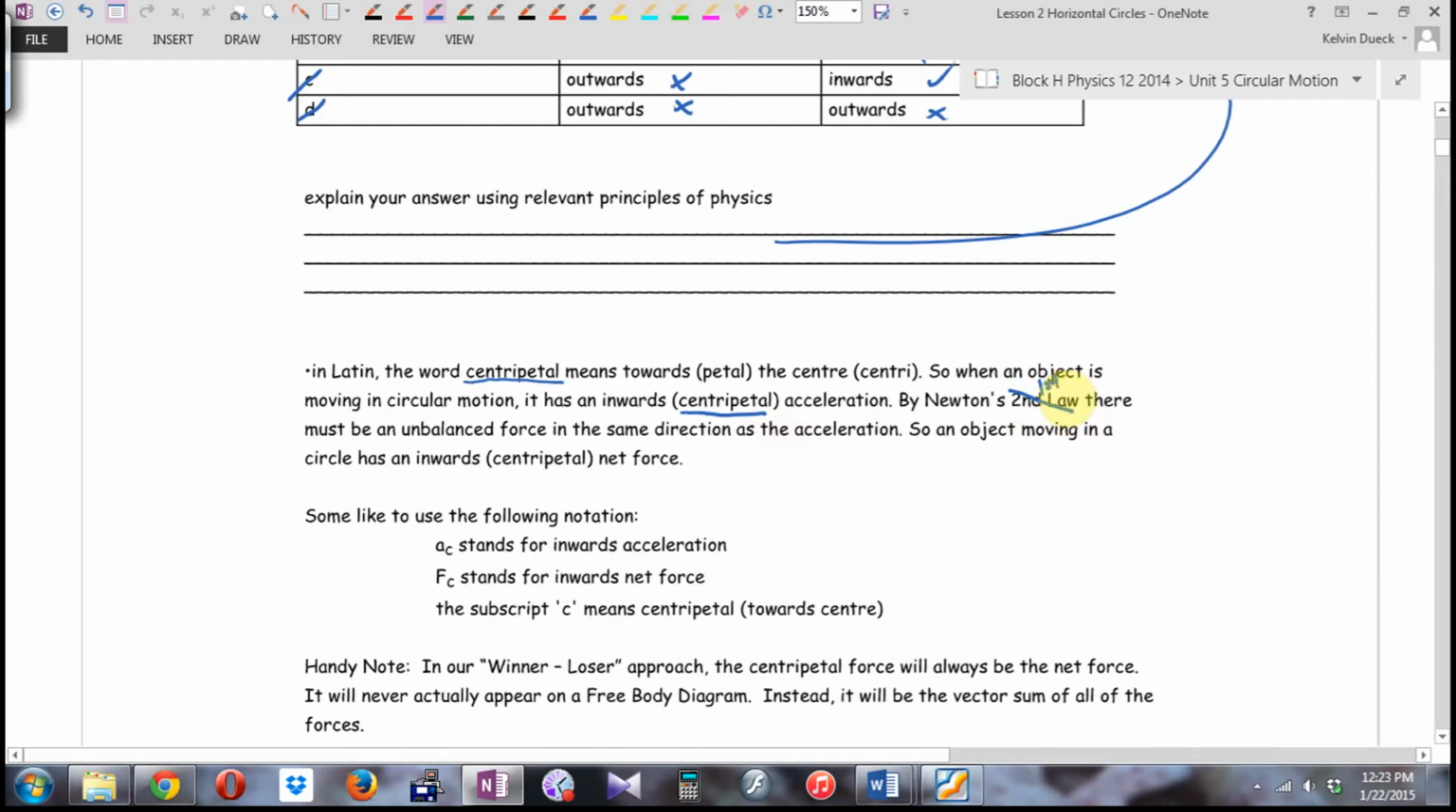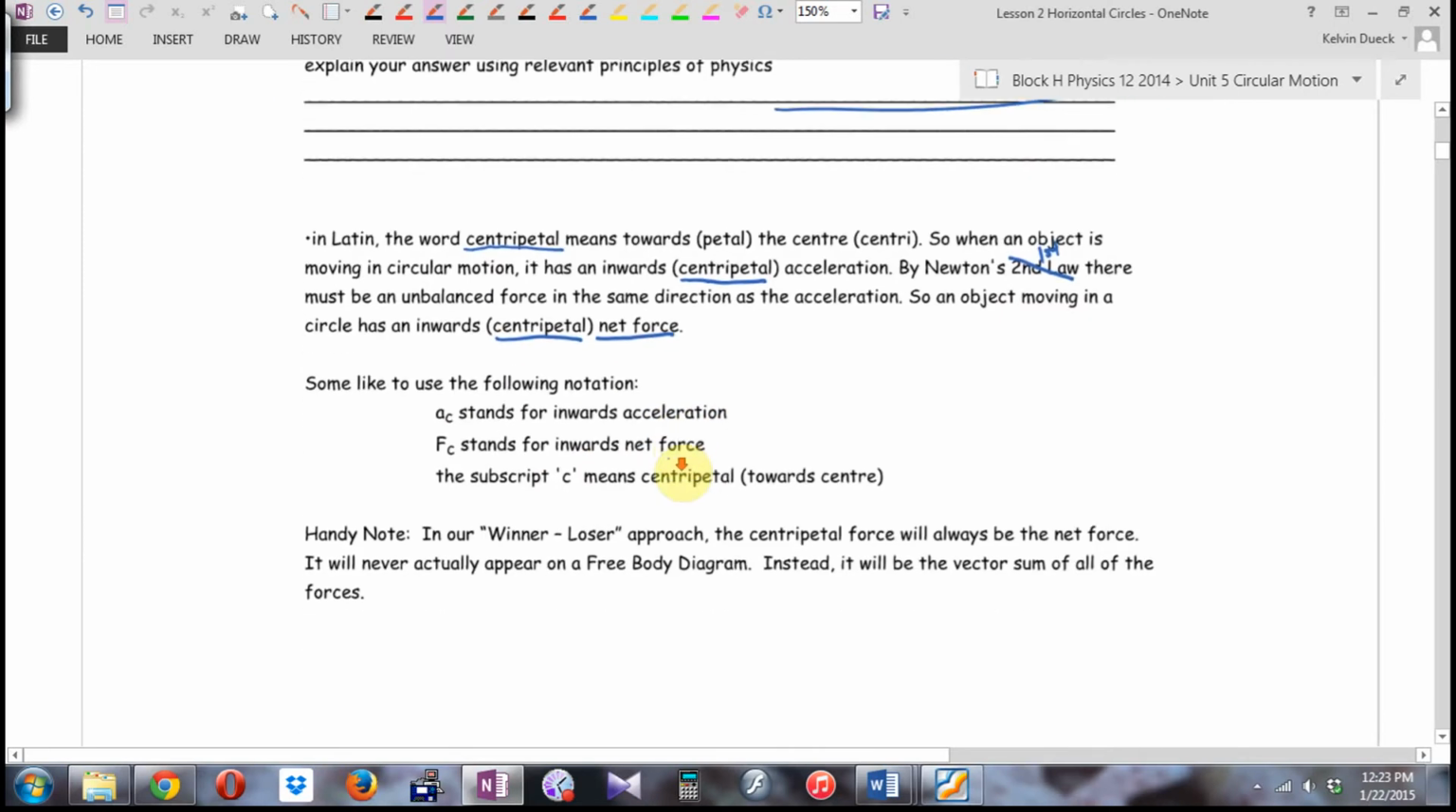unbalanced force if you're accelerating. So the object moving in a circle has an inwards or centripetal net force. I like to use the following notation.